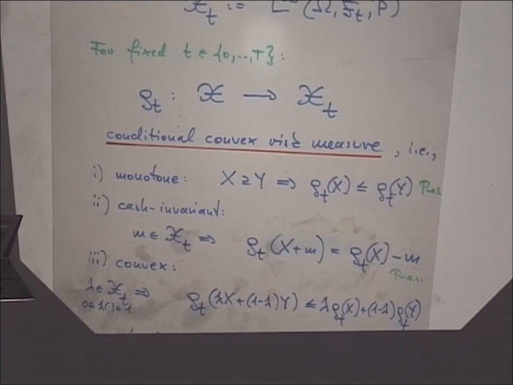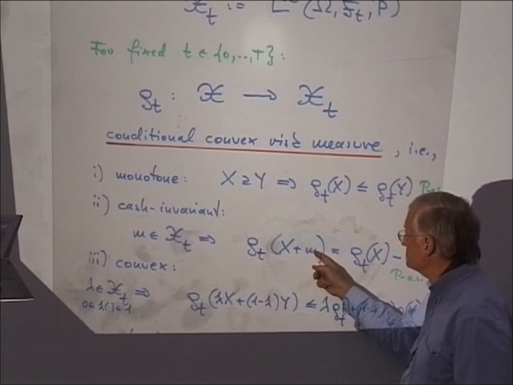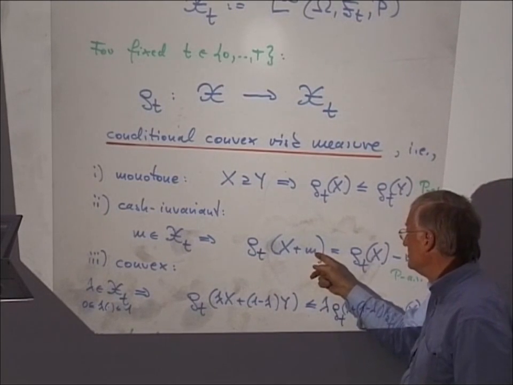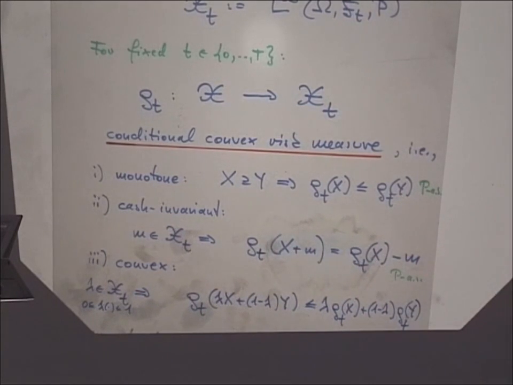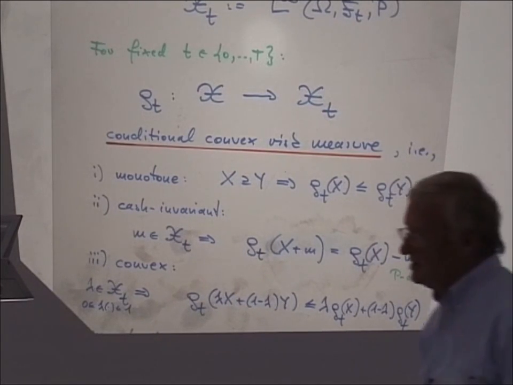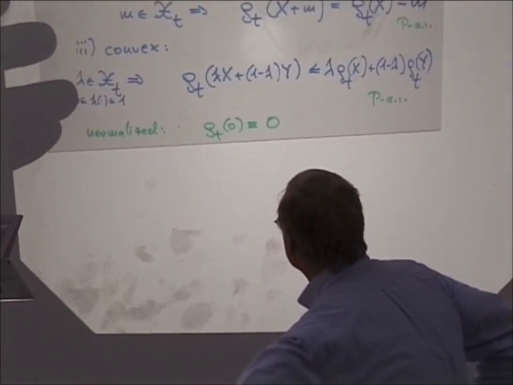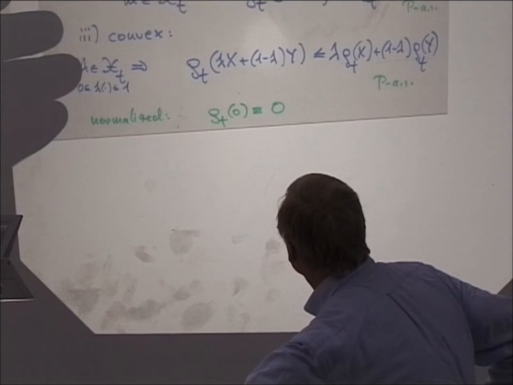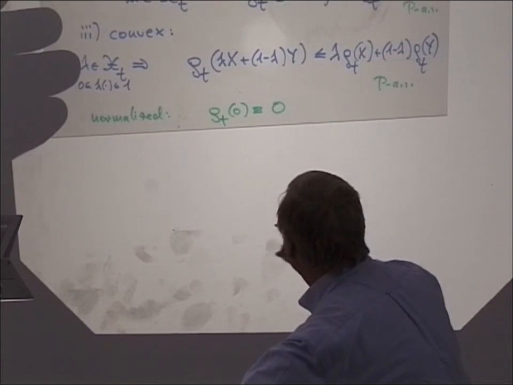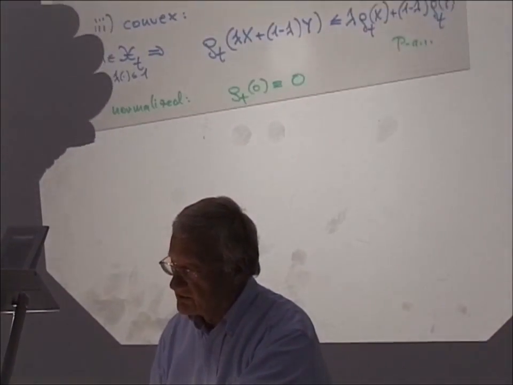We need cash invariance as before, now not only for constants, but also for amounts which may depend on the information up to time t. And if we add that amount, then it changes the original risk assessment in this way. It reduces the capital requirement exactly by that amount. And we have a convexity condition as before, but now also in a conditional sense. Here this lambda, the convex combination, may depend on the information up to time t. And sometimes, for convenience, we are going also to assume that it's normalized to rho t of 0 equal to 0.